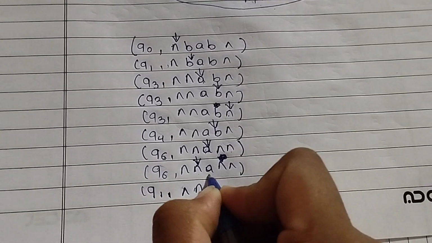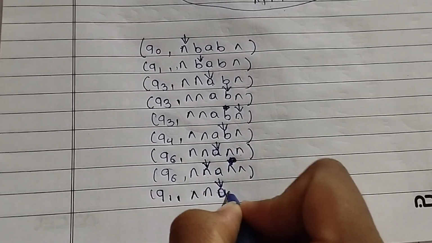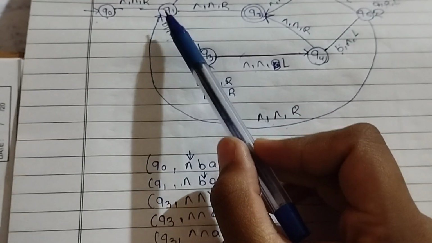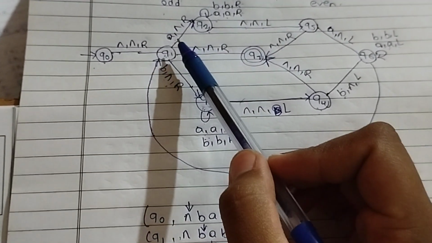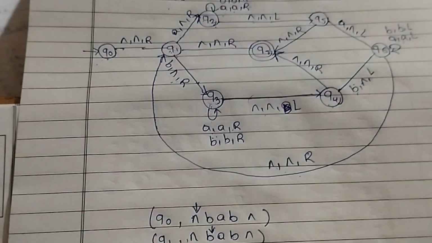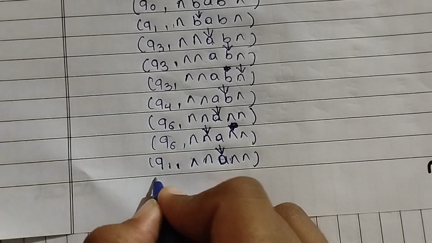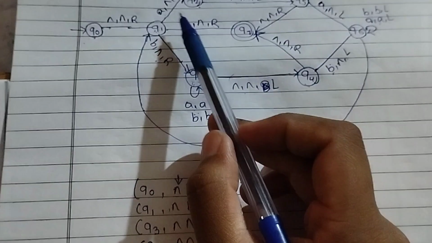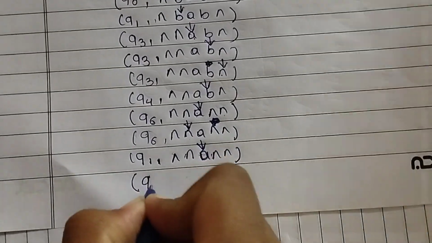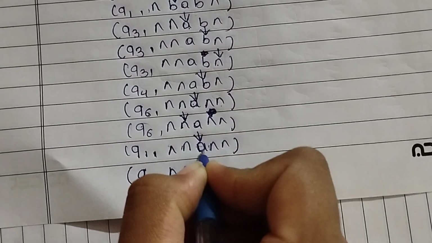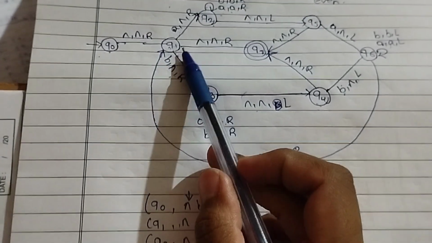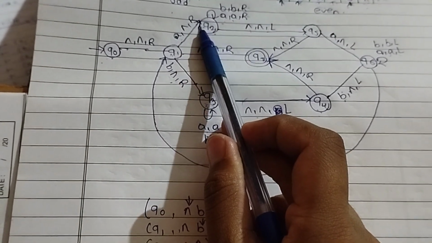So this A means we move to the right, this arrow is moved to the right, and null, null. Now the Q1 state, here in this Q1 state, if you read A, then convert this A to null and move to the right. So we reach the Q2 state here. After this Q1, we reach Q2. So right here in Q2 state, if you read this A, then convert this A to null and move to the right.